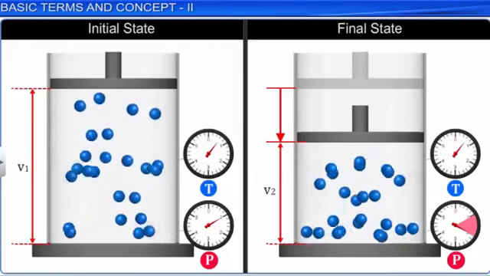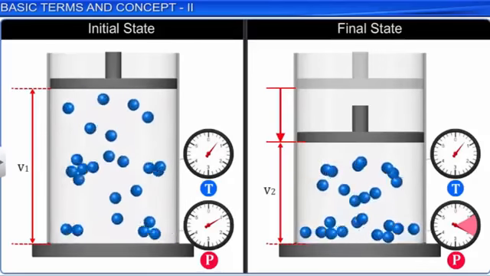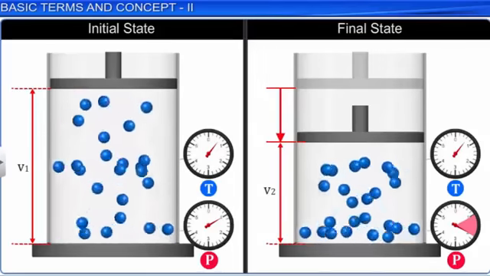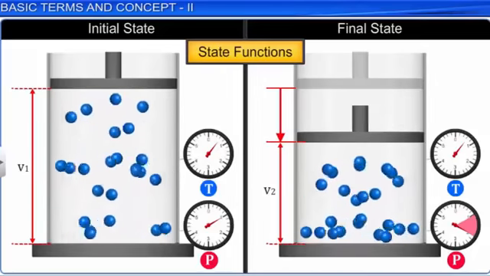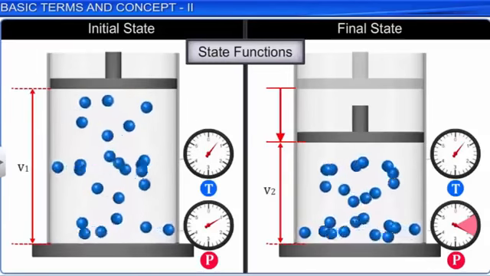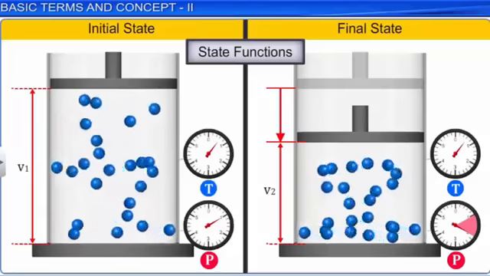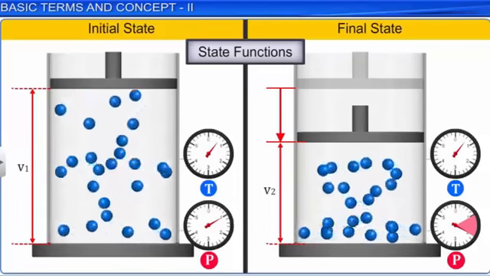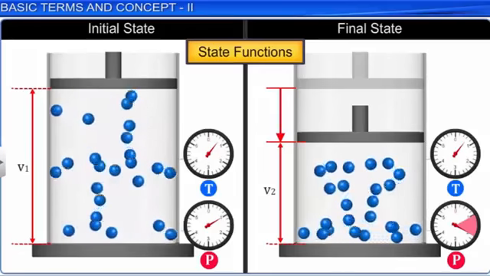As a change in the magnitude of these properties changes the state of a system, these properties are called state variables or state functions. In other words, properties whose values depend only upon the initial and final states of the system and are independent of the manner in which the change is brought about are called state functions.